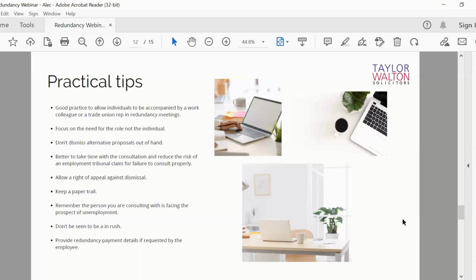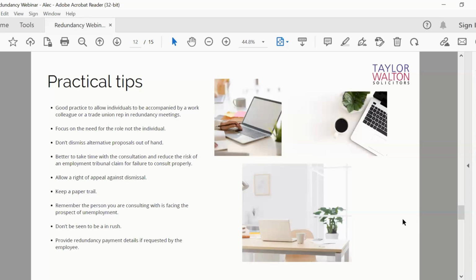Also, don't rush. It's better to take time with the consultation and reduce the risk of an employment tribunal claim for failure to consult properly. It's got to be meaningful, not just presented as a fait accompli. Good practice to allow a right of appeal against dismissal. So if someone is found to be made redundant, allow them the opportunity to appeal that decision.